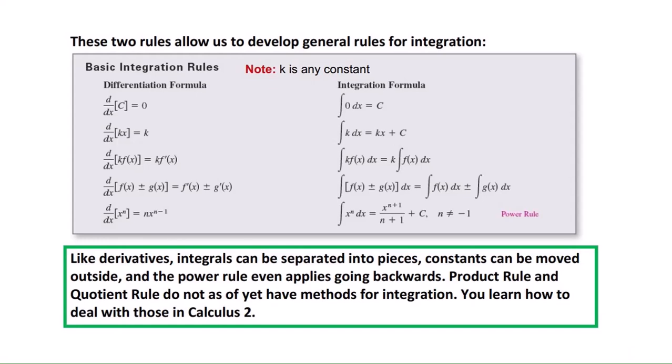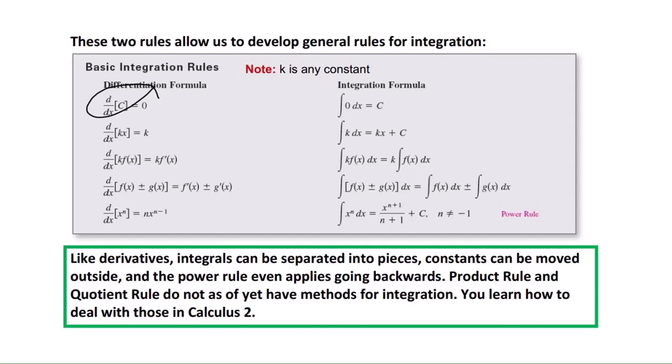Here's a bunch of integration rules. They match up with the differentiation formulas that we've already learned. For instance, look at the first one there. The derivative of some constant over here is 0. So if we take that same thing and turn around and say, okay, if we've got 0 dx, that's just going to be some constant. There's no x involved in it.